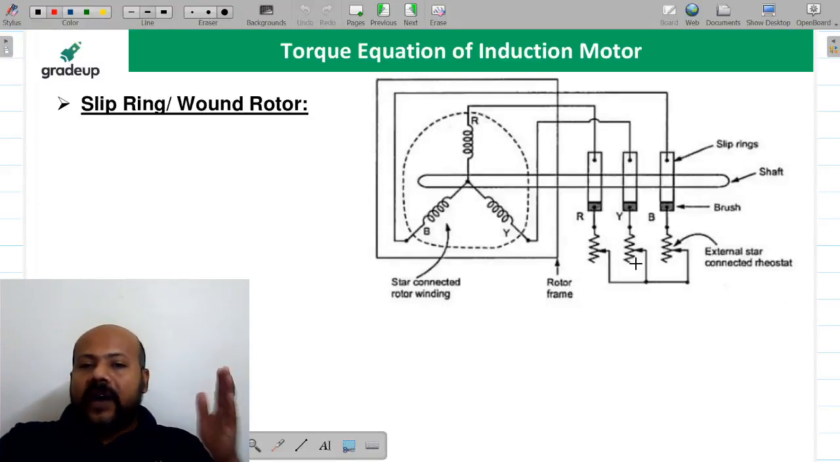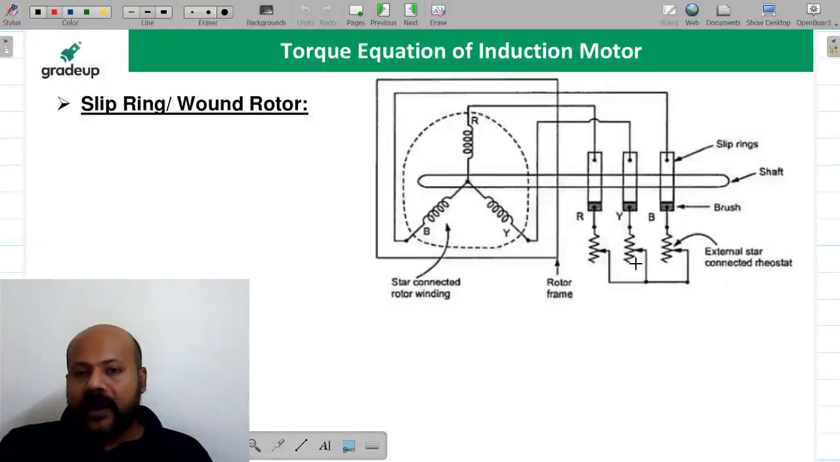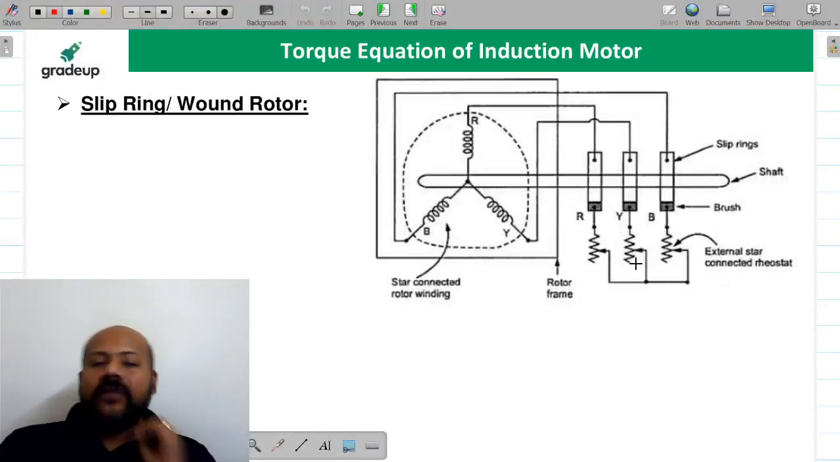Now if you have seen this wound rotor induction motor or slip ring induction motor, instead of having a squirrel cage, it has windings. It is not a cage. If you come to the slip ring or wound rotor, then it is going to have three-phase windings, and those three-phase windings are connected in star, not in delta.